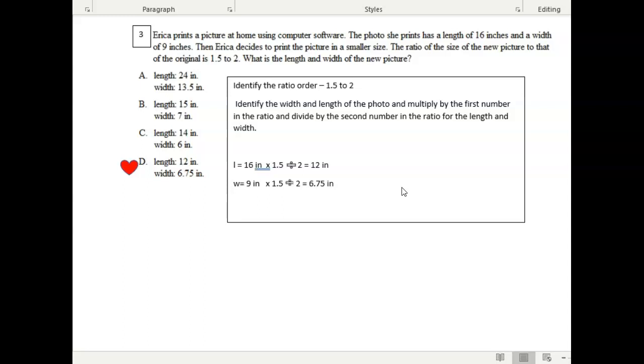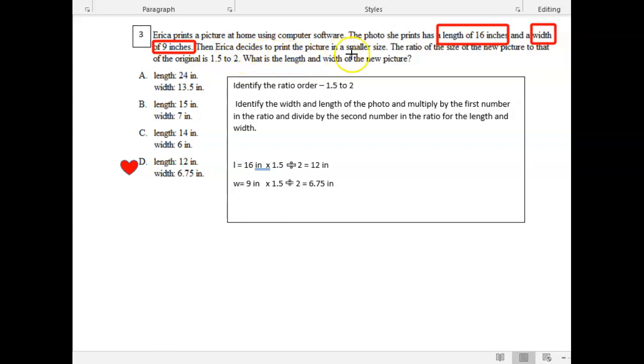So, for example number 3, we are going to be taking an item, which in this case is going to be a photo, and we're going to be changing the dimensions of the photo. So let's talk about this. Erica prints a picture at home using a computer software. We all do that. The photo she prints has a length of 16 inches and a width of 9 inches. That's some important information. We are going to go ahead and box that. Has a length of 16 inches and we have a width of 9 inches.